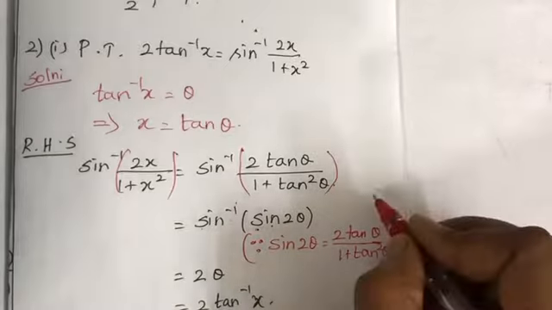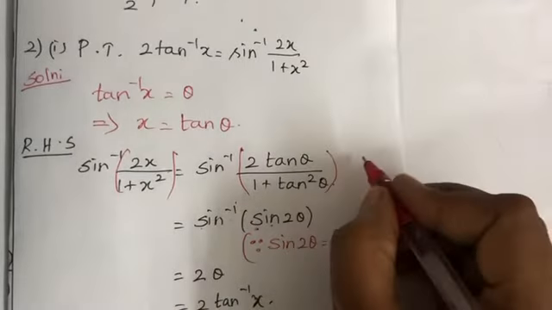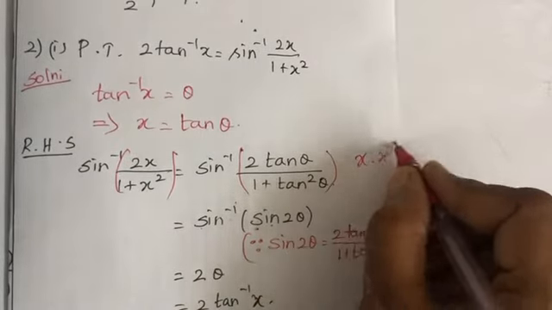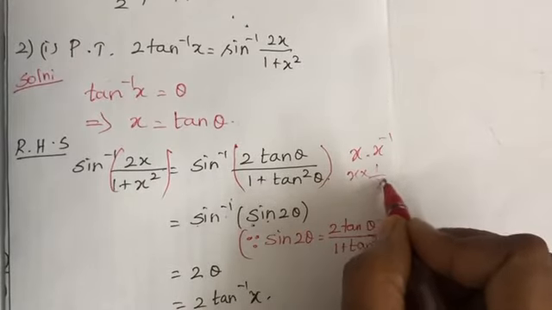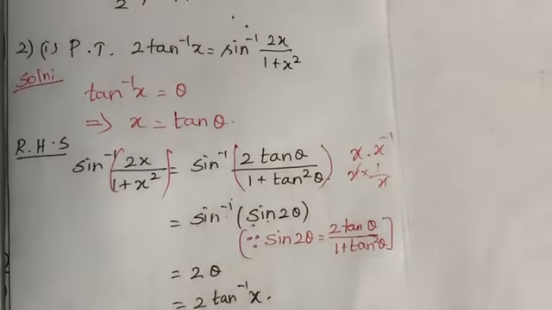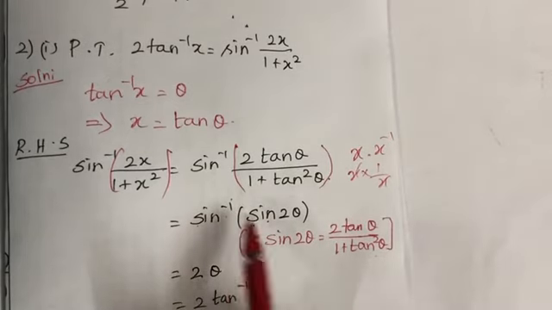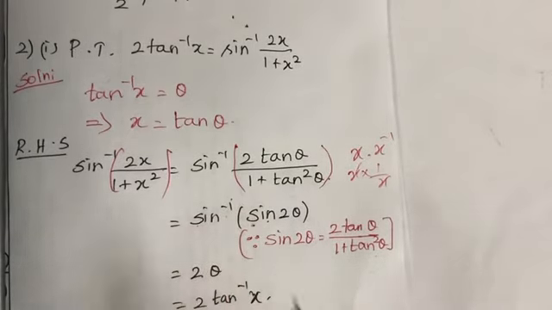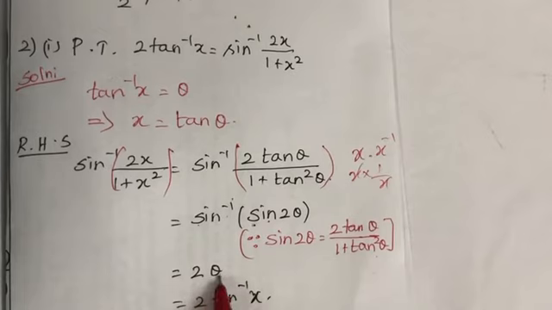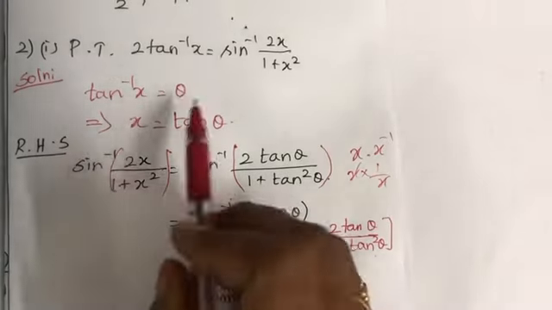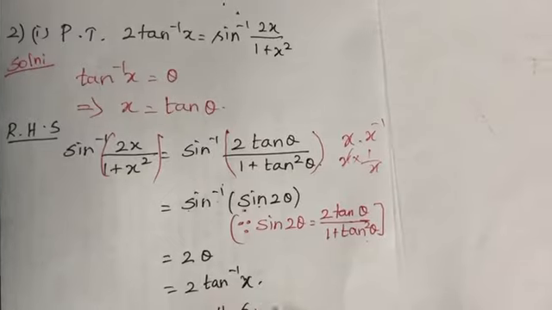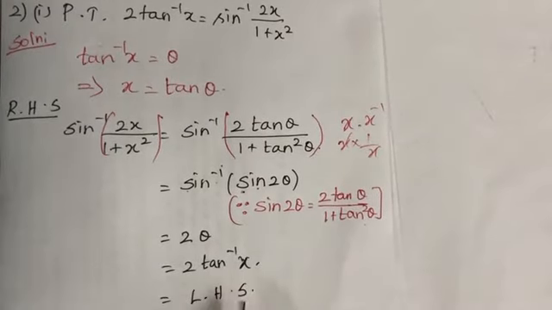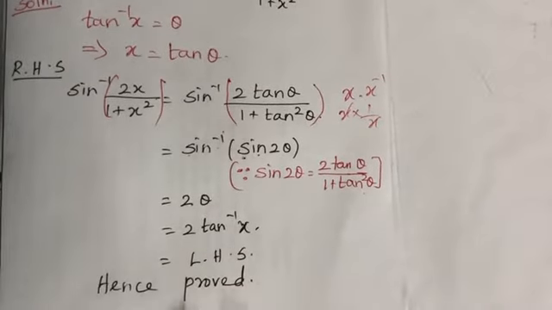Like x into x inverse, that is x into 1 by x, both will get cancelled. Similarly, sin inverse of sin 2 theta, so sin inverse and sin will get cancelled. It is 2 theta. What is theta? Theta is tan inverse of x. So, it is 2 tan inverse of x and that's our left hand side. Hence, we have proved the result.